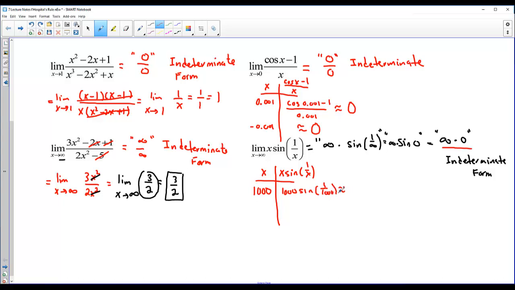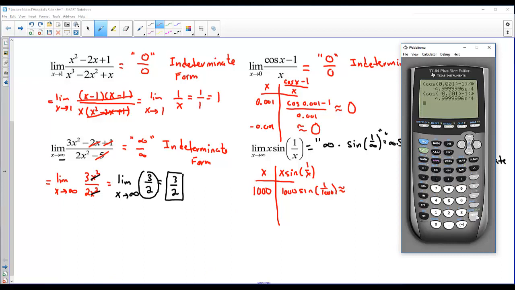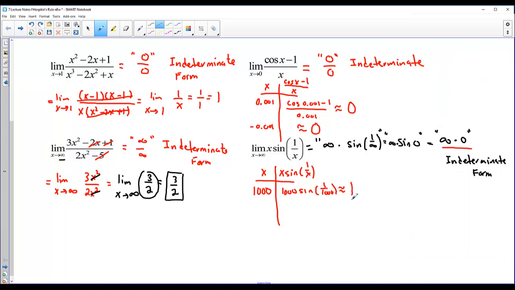And hopefully when you plug this in, you can tell what's happening. So you get 1,000, and then sine of 1 over 1,000, in parentheses, equals 0.99999983333. And so what number is that getting close to? I would guess it's getting close to the number 1. So it's approximately 1. And here, I never finished this off, right? So here I should write equal to 1 next to this. And up here, I should write this one equal to 0.